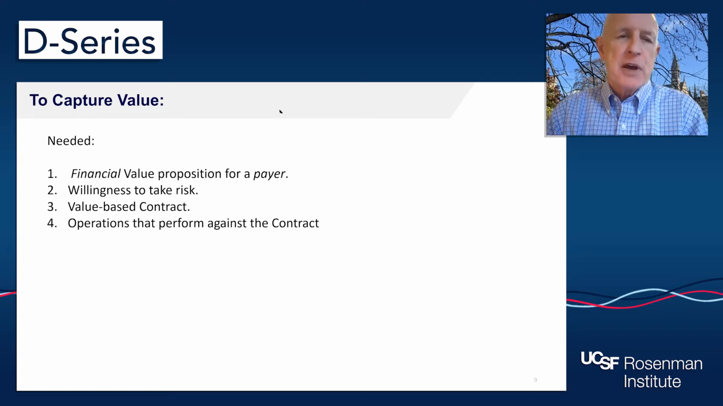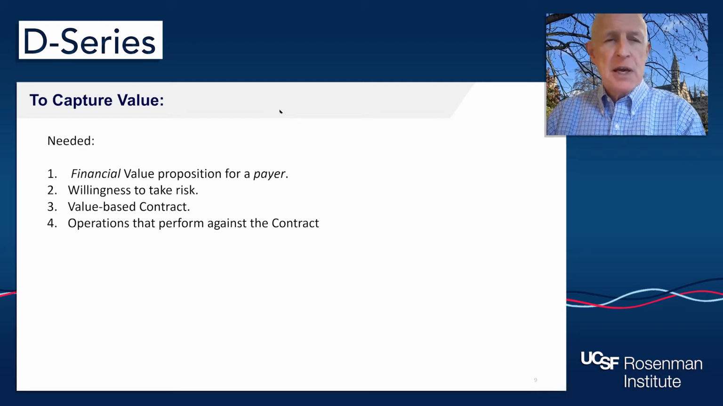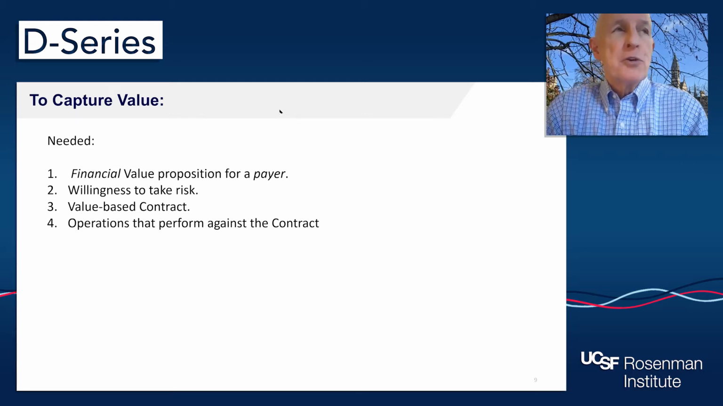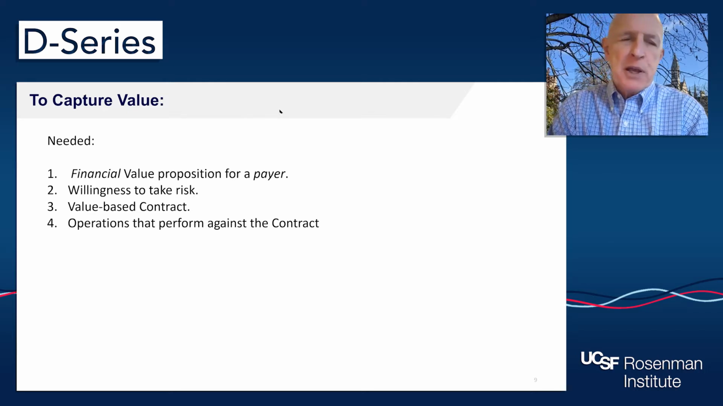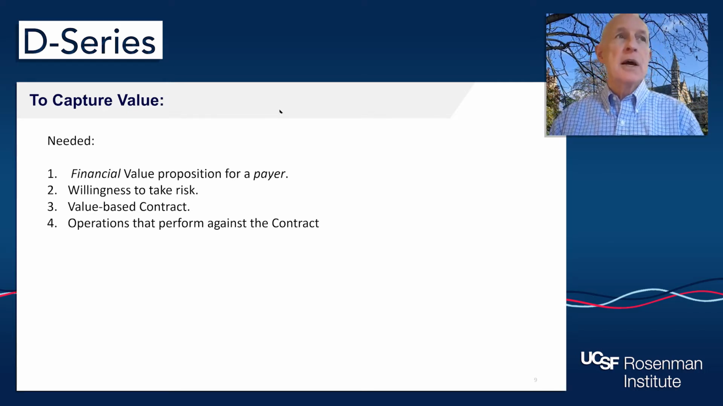So once again, a financial value proposition for a payer is what you need to have in order to enter a contract. You must be willing to take risk. You need the contract form for a value-based contract. And more important, I think, once you enter into a contract, you need to organize yourself or your program in order to perform against the contract. You need to do this from day one, and you need to do it regularly and purposefully in order to make sure that you achieve the kinds of gains that you expect to deliver for the payer.